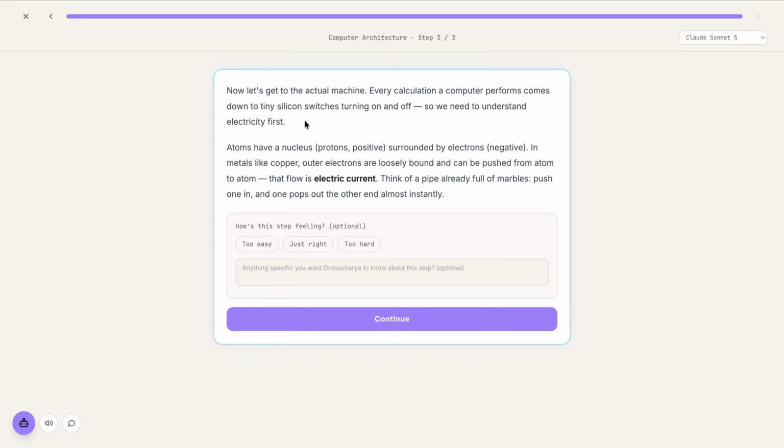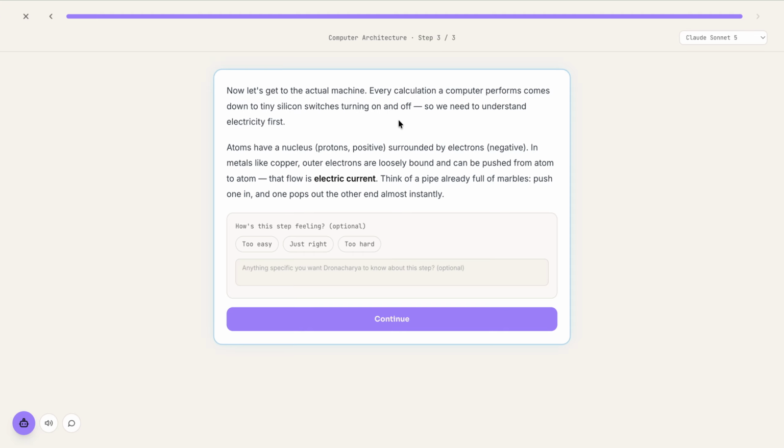Now let's get to the actual machine. Every calculation a computer performs comes down to tiny silicon switches turning on and off. So we need to understand electricity first. Atoms have a nucleus, protons, positive, surrounded by electrons, negative. In metals like copper, outer electrons are loosely bound and can be pushed from atom to atom. That flow is electric current. Think of a pipe already full of marbles. Push one in and one pops out the other end almost instantly.